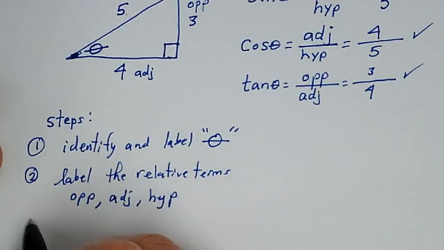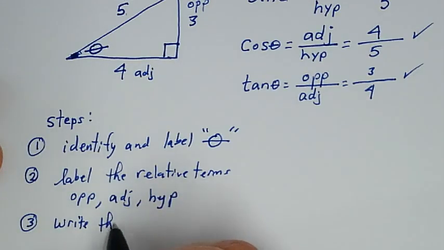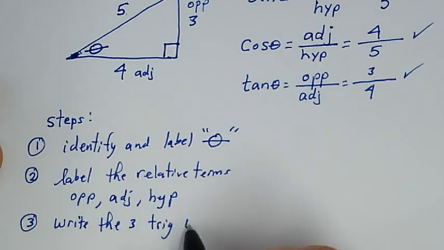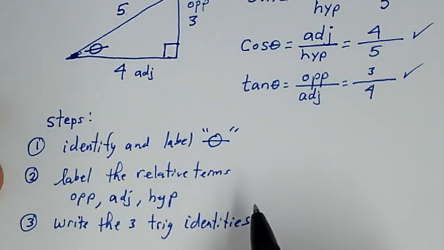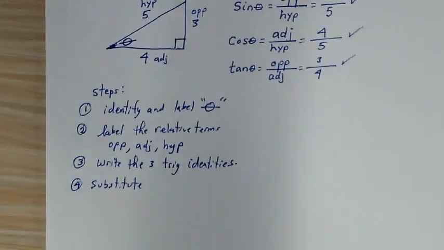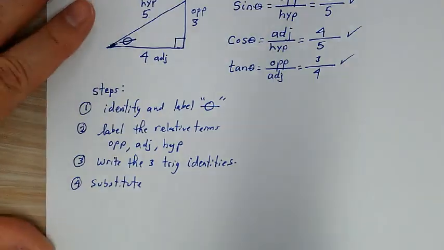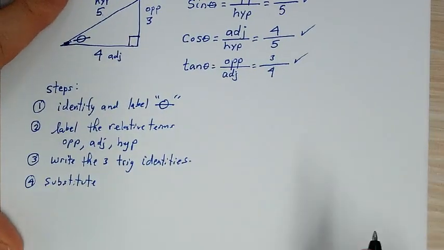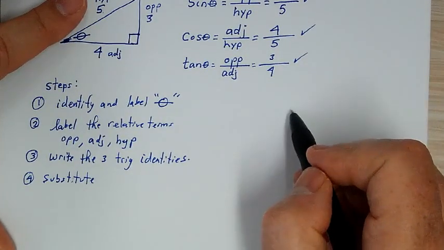Then I might write the 3 trig identities, and then I would substitute. Let me give you an example of what I'm talking about. Let's zoom out. Here's an example.